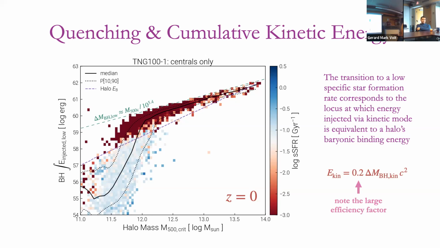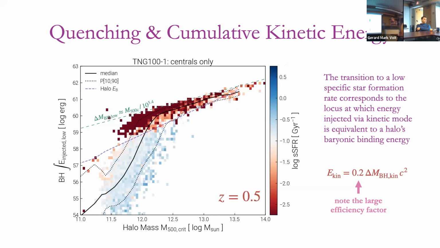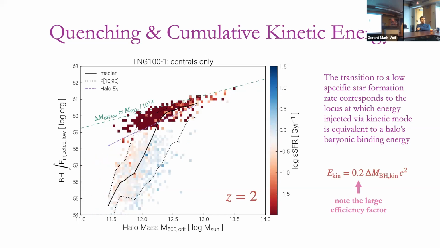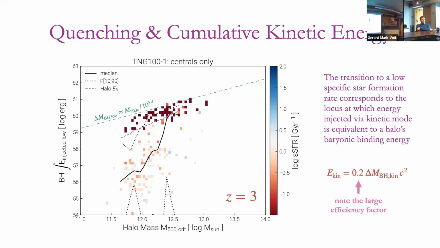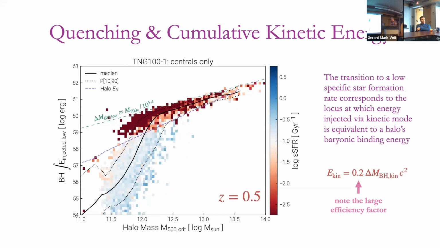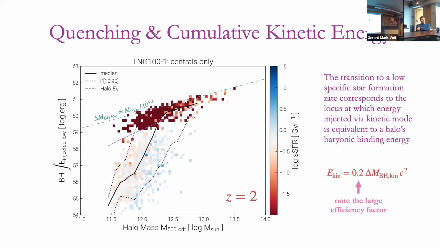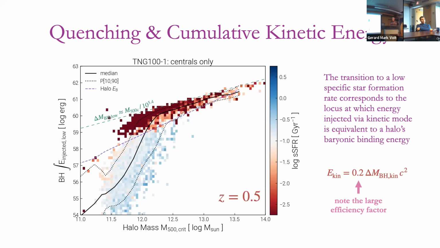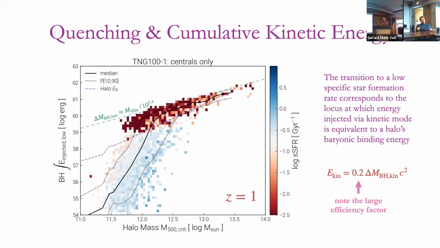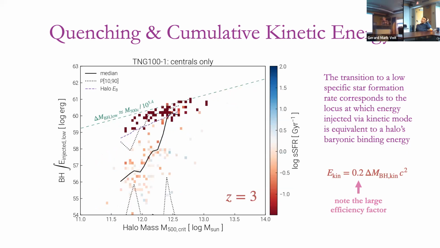Okay. But the next few slides are showing you go to z of 0.5, you go to z of 1, you go to z of 2, you go to z of 3. And the relationship between highly quenched star formation and the black hole putting in enough kinetic energy to lift the gas around it is very distinct. Okay. So that conforms to this idea that black holes are shutting off star formation by pushing the gas out of the halo at large.